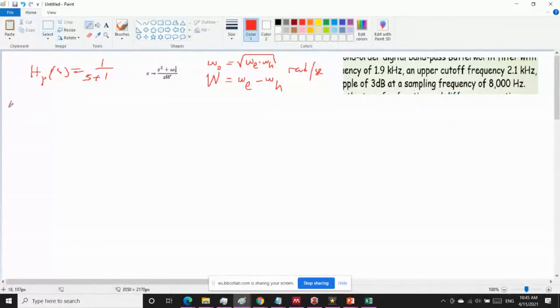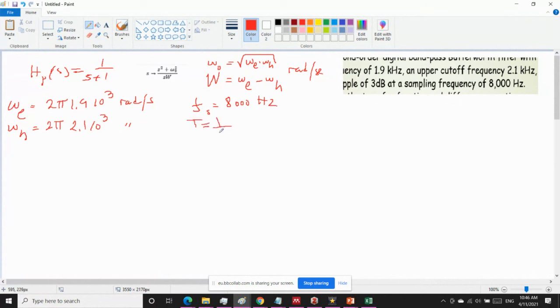So, omega low is going to be 2 pi times 1.9 times 10 to the power of 3 radians per second. Omega high is going to be 2 pi times 2.1 times 10 to the power of 3, again radians per second. Sampling frequency is equal to 8000 hertz. Period is 1 over the sampling frequency, which has to be in hertz, so 1 over 8000 seconds.